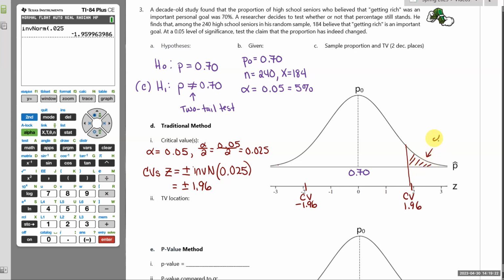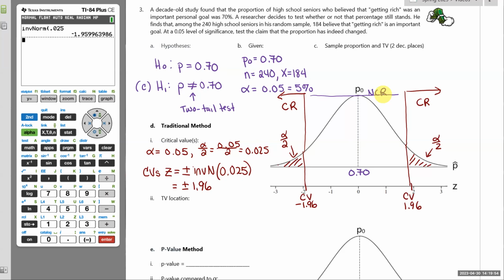So that's the area on the right tail, alpha over 2, and the area in the left tail, alpha over 2. And therefore, we've got 2 critical regions, one to the far right, one to the far left. And our unshaded region there will be our non-critical region. All right, so again, setup is always the same, right tail, left tail, two tail. But the change here is we're looking at proportions. So we're going to run our one proportion z-test.